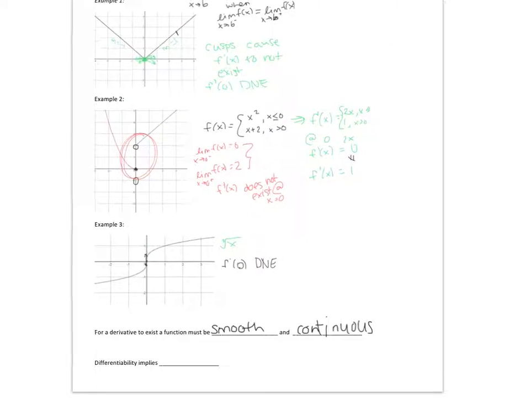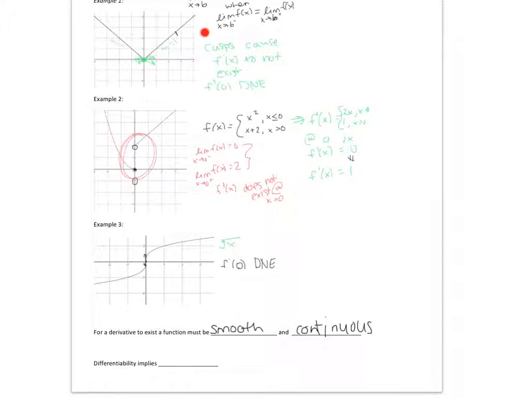Smooth, meaning it doesn't have a cusp. It's just a smooth curve or smooth line. And then, you guys, my dog is so annoying. Hang on, I have to let her out of the room. And then, continuous, meaning it doesn't have a discontinuity. So those are the two things. For a derivative to exist, a function must be smooth and continuous.